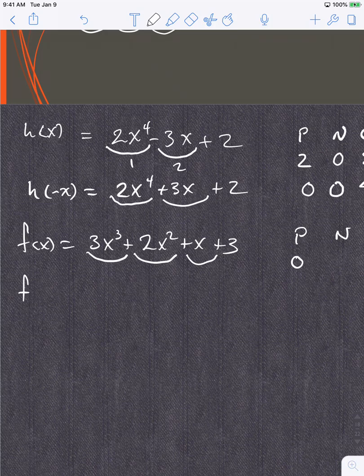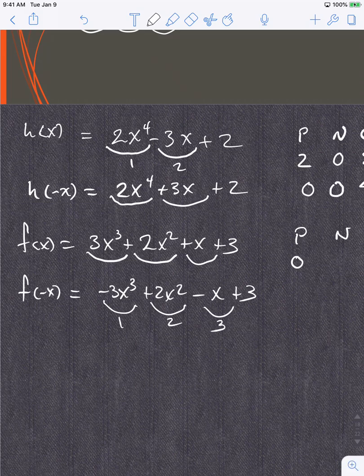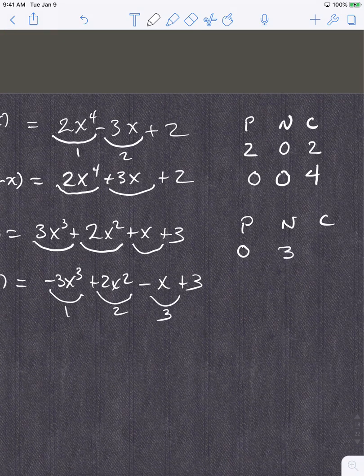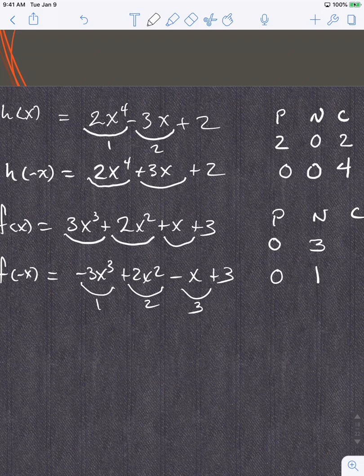So let's check f of negative x. Let's see, that's going to be a negative 3x to the third, positive 2x squared, and negative x plus 3. How many sign changes? 1, 2, 3. Oh, okay, so now we have 3 possible negatives, and we can decrease that by an even number, so we can decrease that to 1. There's never going to be any positives, so we've got the case now where we have 3 total.